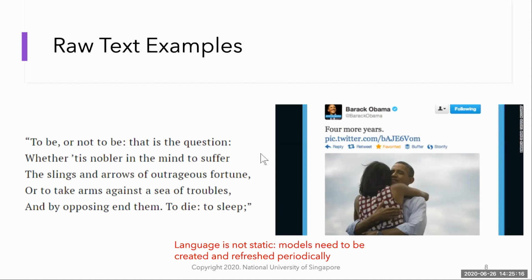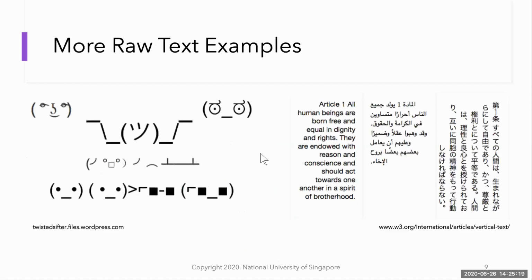So this is an example of raw text, and then more examples of funny raw text. On the left-hand side are emoticons, and on the right-hand side is text that is not in the order that we usually look at, right?